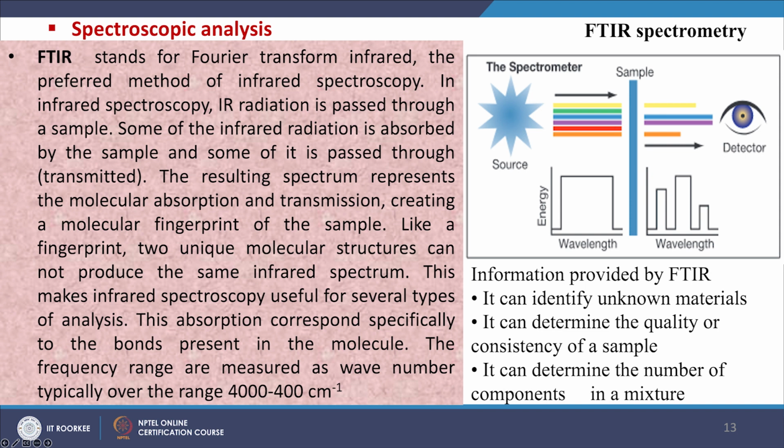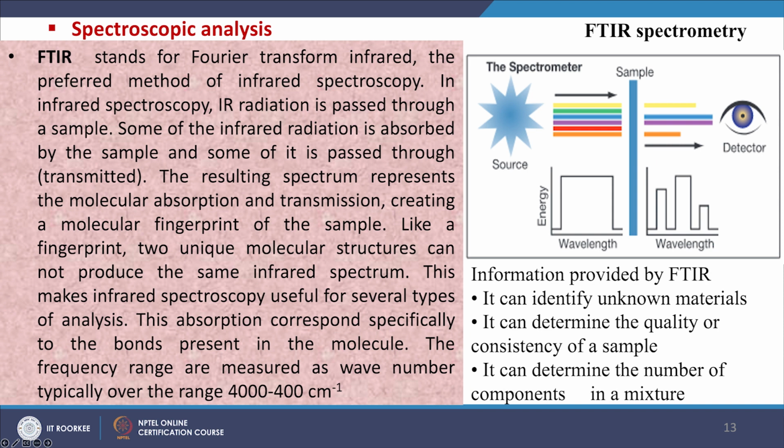Then next is FTIR spectrometry, that is Fourier transform infrared spectrometry. FTIR stands for Fourier transform infrared, the preferred method of infrared spectroscopy. In infrared spectroscopy, IR radiation is passed to the sample, unlike UV visible. In case of UV visible we pass UV visible range of monochromatic light, but in FTIR we will be passing IR light.